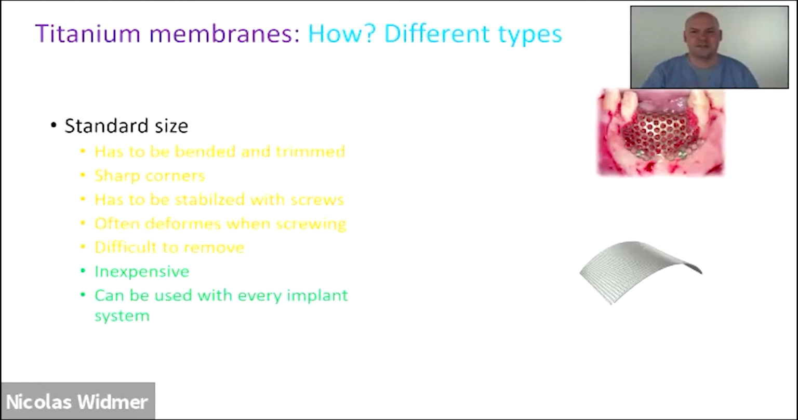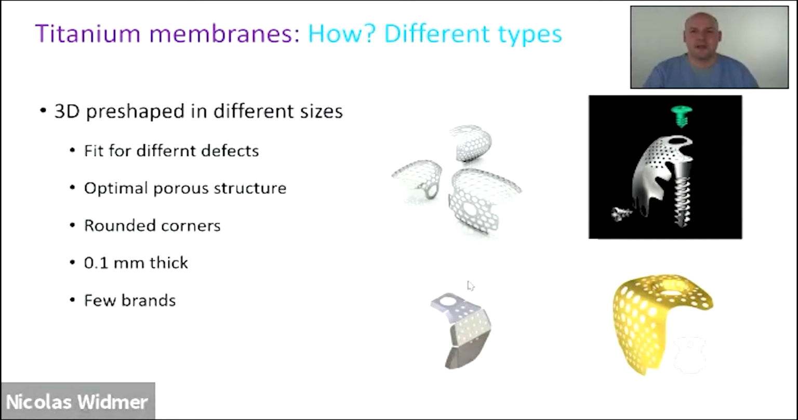It was difficult, but it's cheap and you can use it with every implant system. What is better, in my opinion, are now these 3D pre-shaped titanium membranes. They are different brands, but most are Korean brands like Osstem, Neobiotech, Megagen, Dio, and so on. But there are third-party manufacturers, like this golden anodized one, which is also cheap. You can use it. The advantage is they are pre-shaped, they have the right shape, but you have to select.